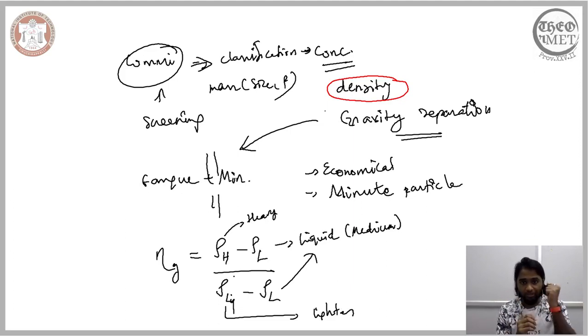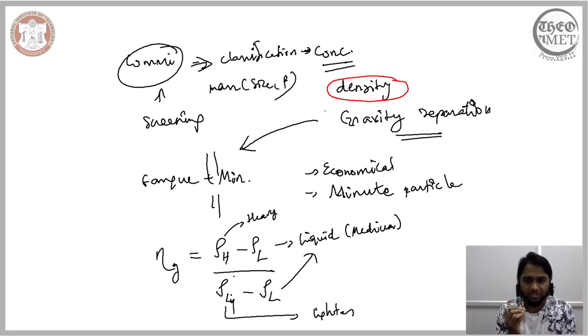The first term is the difference between the density of the heavy particle and the liquid. This heavy particle can be either gangue or the mineral particle, and the same goes for the lighter particle. The lighter particle can either be gangue or the mineral particle. It is not just the ratio of the heavy and the lighter particle, but the difference, and we will see in a moment why we need to consider the difference. It is the density of the heavier particle minus the density of the liquid, to the density of the lighter particle minus the density of the liquid. So this relation enables us to quantify the efficiency of the gravity separation.